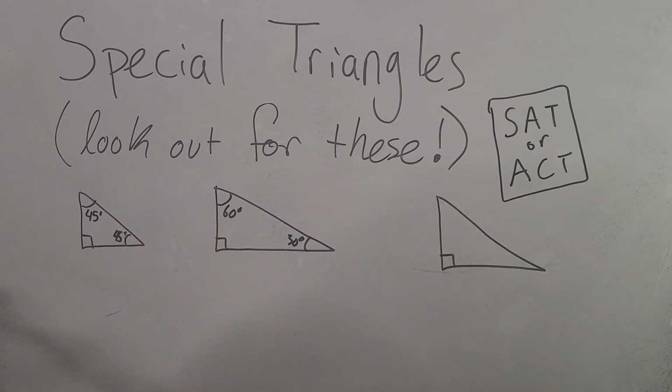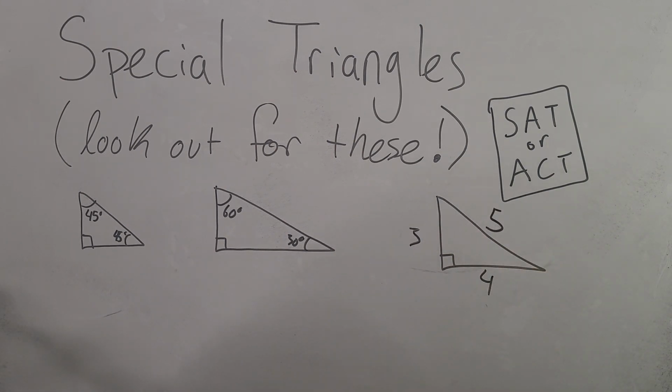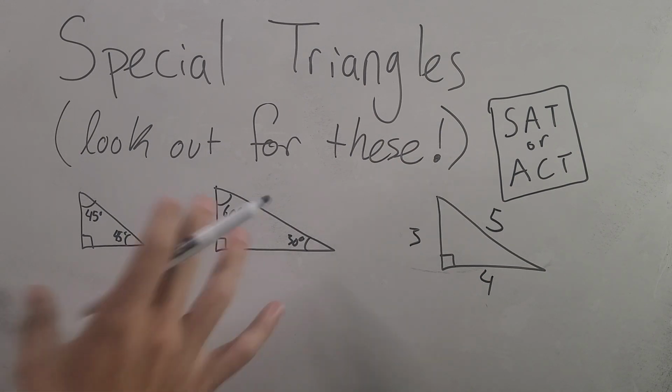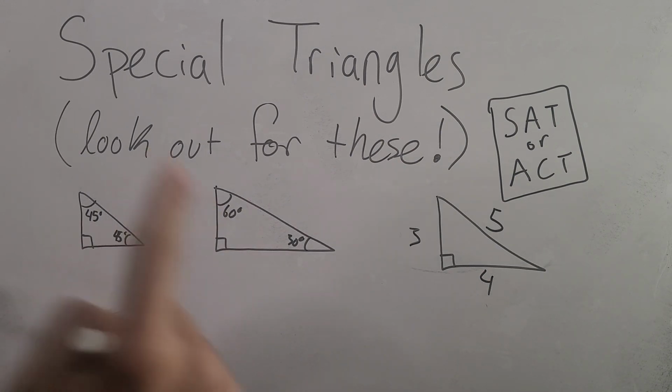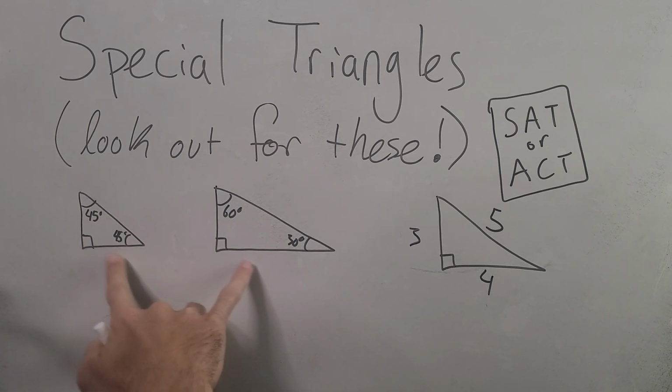The other triangle that we're going to focus on at the end of this video is the 3-4-5, which has nothing to do with the angles and everything to do with the sides. Now, what's important about these triangles is how you can determine the sides of the triangles based on these angles. Let's focus on these two first, the 45-45 and the 60-30.